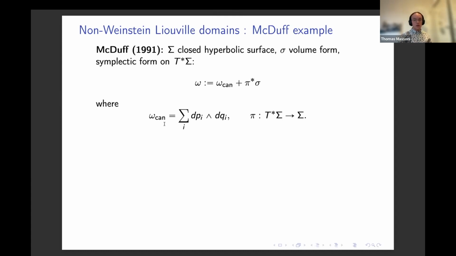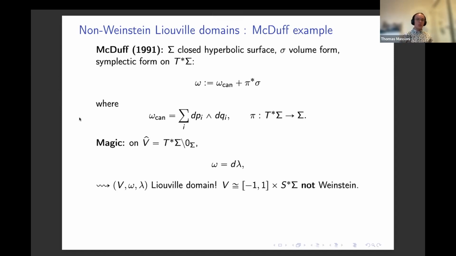And here, the canonical symplectic form is in coordinates written like this, where the q_i are coordinates on sigma and the p_i are the dual coordinates, and pi is just the projection on the base. And there is some magic happening. If you remove the zero section, the symplectic form becomes exact, and it becomes a Liouville form. And if you remove a neighborhood of the zero section and a neighborhood of infinity, you will end up with a Liouville domain that looks like a segment times the unit cotangent bundle of sigma. And well, this thing is obviously not Weinstein because it has a disconnected boundary.